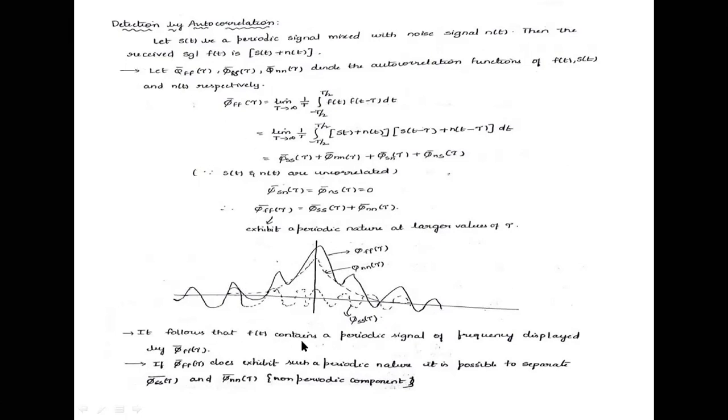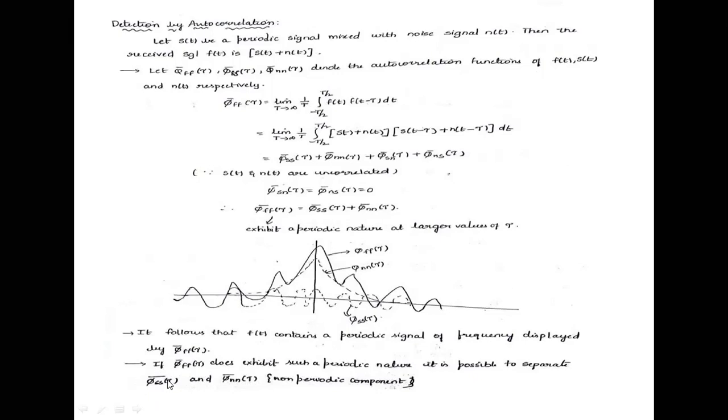It follows that f(t) contains a periodic signal of frequency displayed by the φff(τ). If φff(τ) does exhibit such a periodic nature, it is possible to separate φss(τ) and φnn(τ), which is the non-periodic component. So φff is the output signal, my students.